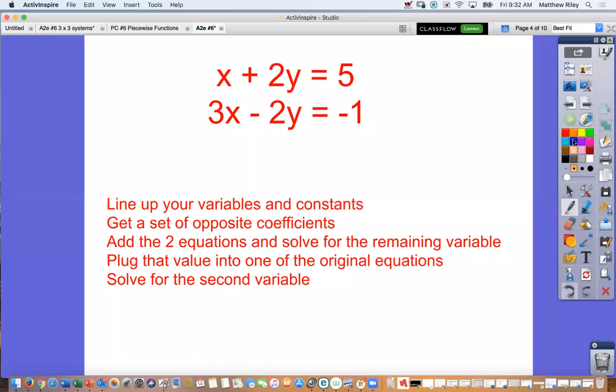Your entire goal is to cancel out a variable. We are solving by elimination. Yes, there's solving by substitution. Yes, there's solving by graphing. But the only way that we are recapping today is by elimination. We'll look at some more complex problems on Monday. So let's do this.